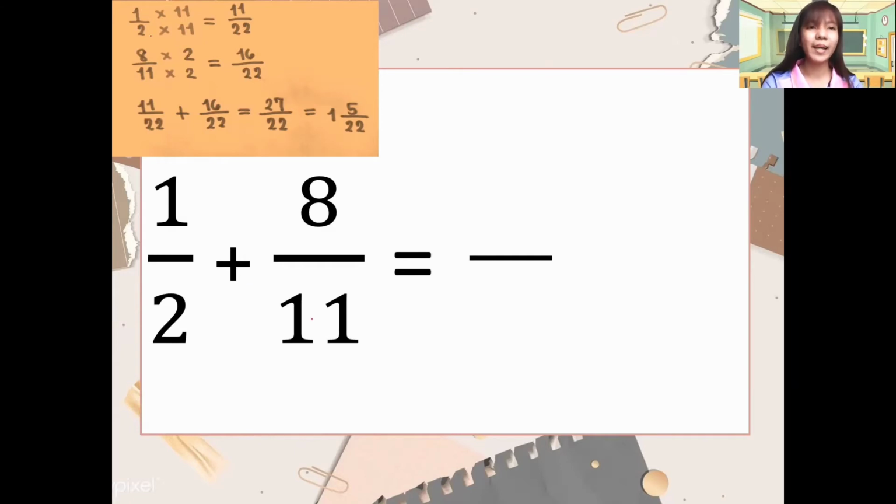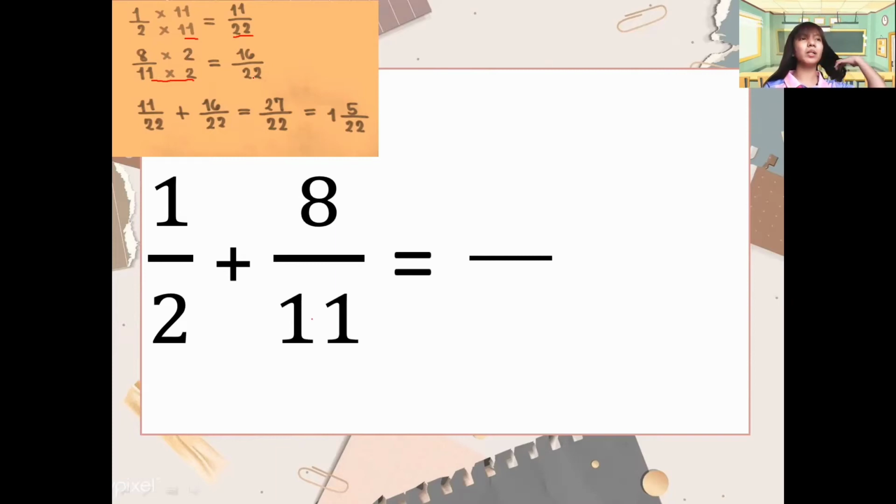Alright, so 1/2, we have to multiply it by 11 to make it 22. And then the 11, we have to multiply it by 2. So whatever number you multiply to the denominator, you have to multiply the same number to the numerator. So now we have 1 times 11, 11. 2 times 11, 22. Here, 8 times 2, 16. 11 times 2, 22. Okay?